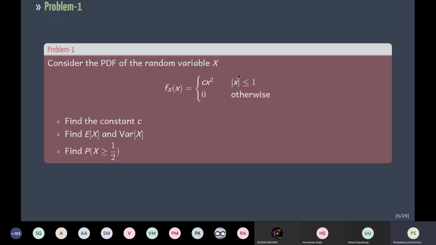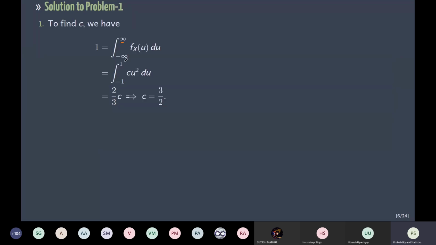To find c, we know that if we integrate the PDF from -infinity to infinity, it should turn out to be 1. So that's what we are going to use. We know that the range of x is between -1 and 1, so the integration from -infinity to infinity boils down to -1 to 1, and then this is the PDF. If you solve this integration and solve for c, you get c equals 3/2.